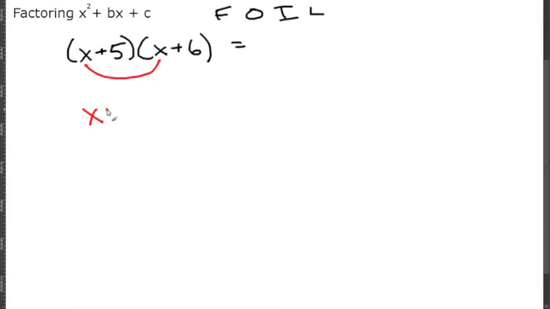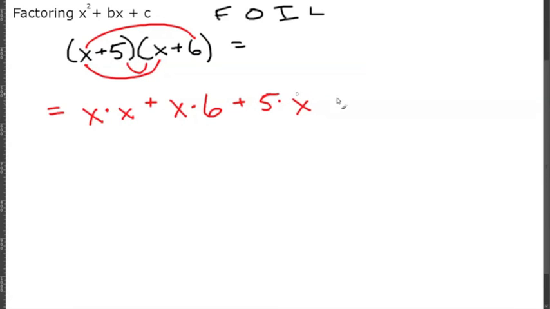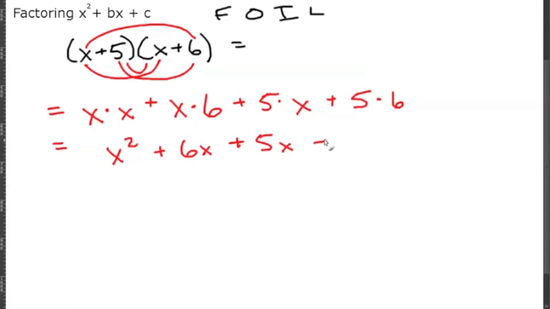We're going to have x times x plus x times 6 plus 5 times x plus 5 times 6. This will give us x squared plus 6x plus 5x plus 30, which in the end gives us x squared plus, adding the like terms, 11x plus 30.